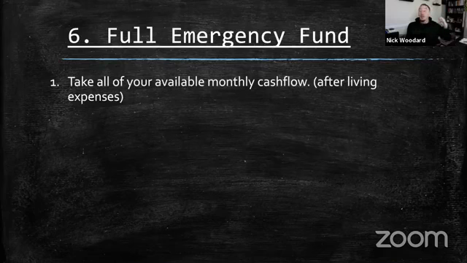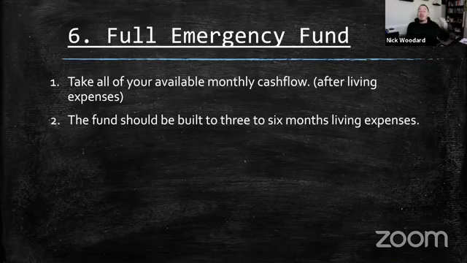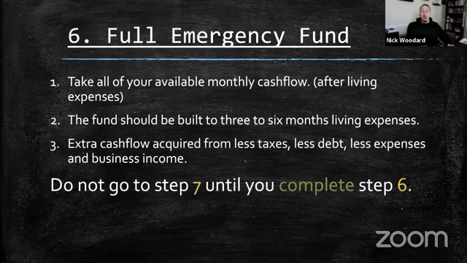Now, after you've maxed out your retirement, we're going to talk about building that full emergency fund, right? Take all of your available monthly cash flow after living expenses. Remember, you've got to take care of the house first. The fund should be built to 3 to 6 months of living expenses. So just do the math. If your living expenses are, let's just say, $2,000 a month, multiply that by 6, that's $12,000. So you need to have a full emergency fund of $12,000, right?